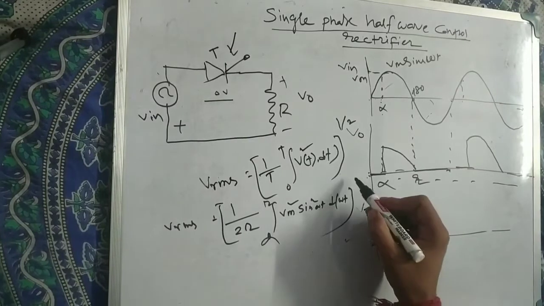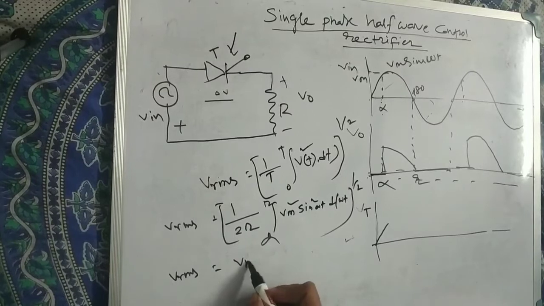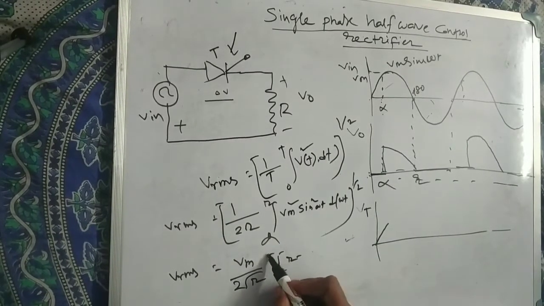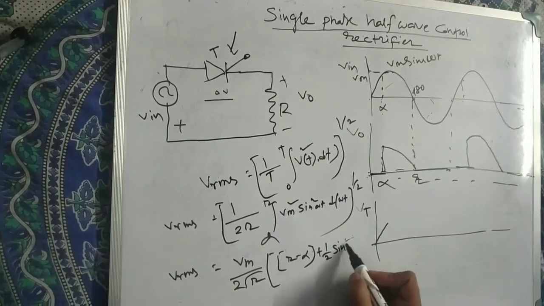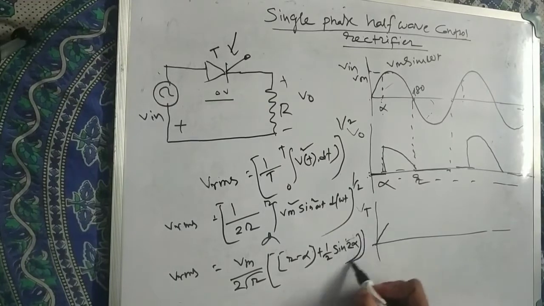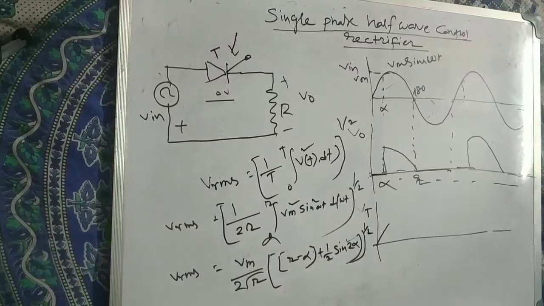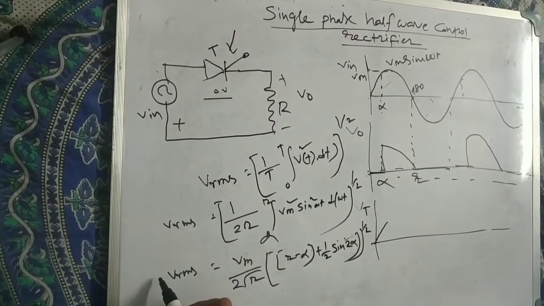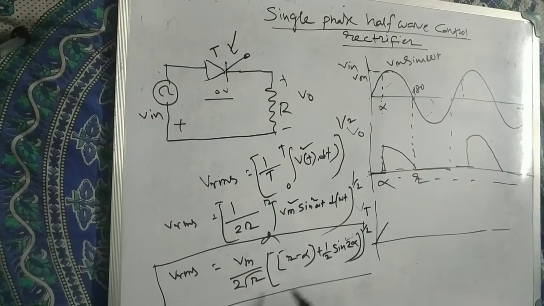If you integrate it, you will get Vrms equal to Vm by 2 times root of (pi minus alpha plus half sin 2 alpha). So this is the RMS value of the output voltage, and you have to remember this: Vm by 2 root of (pi minus alpha plus half sin 2 alpha).